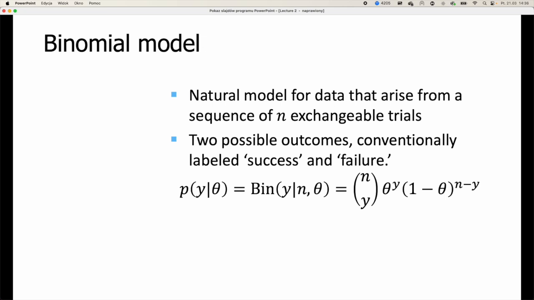So, depending on the one parameter probability, we can create a model that will say what is the probability of y depending on theta. So our likelihood, knowing theta, we know what's the probability of given y. Y in this case is the number of successes, an integer number.